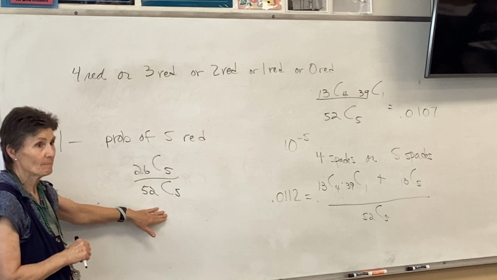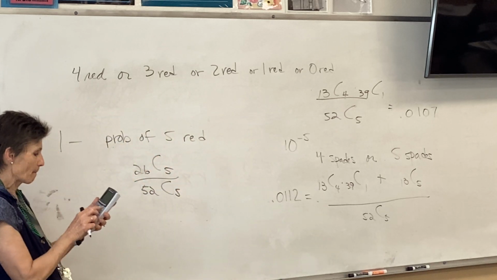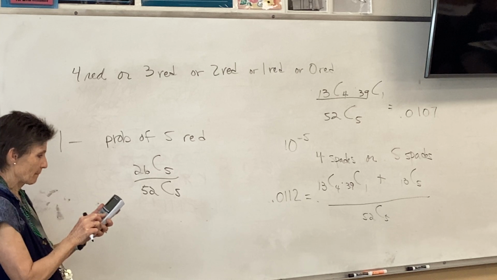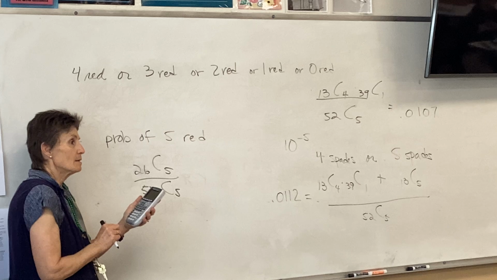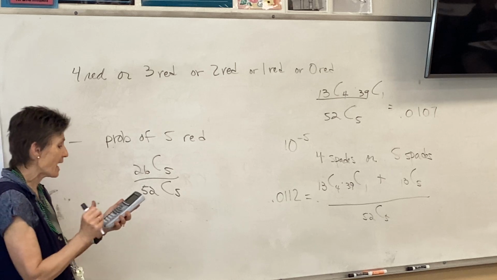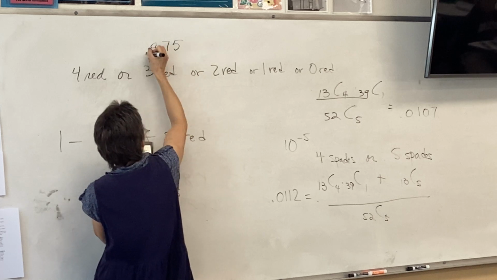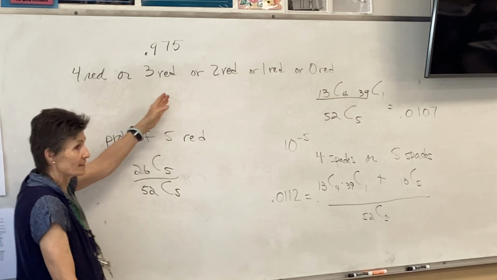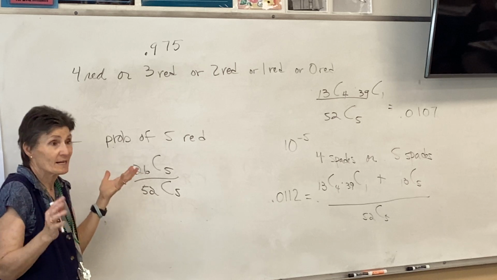Is that okay with everybody? So let's just go ahead and find out what the probability of all red is. We want everything except that, so we'll take 1 minus that, and the answer is 0.975. That's a really high chance. Yes, but think about it, there's lots of possibilities. Basically, you want some reds, just not all reds. So we have a 97.5% chance.